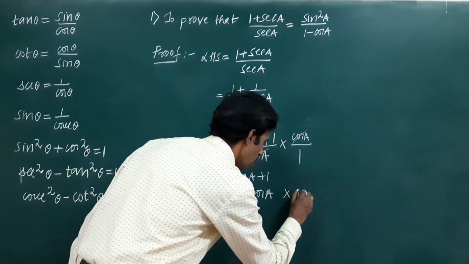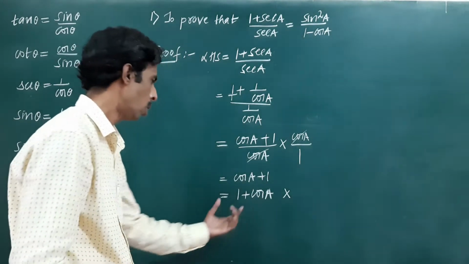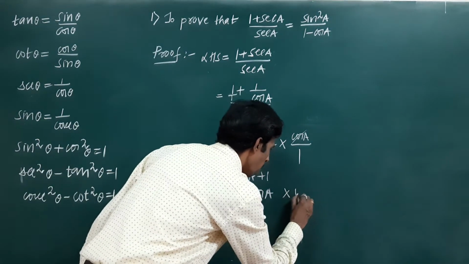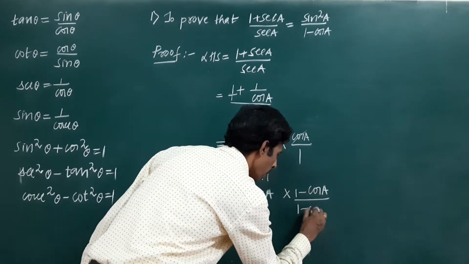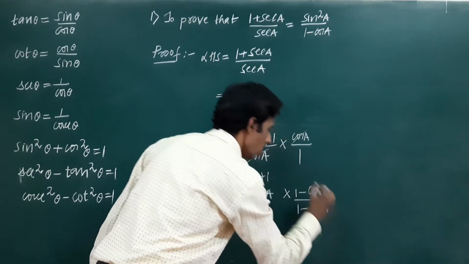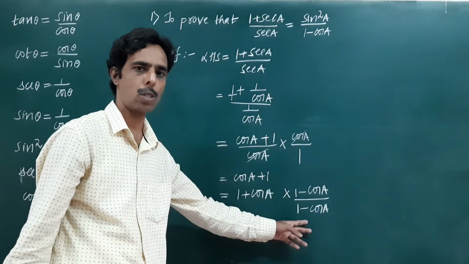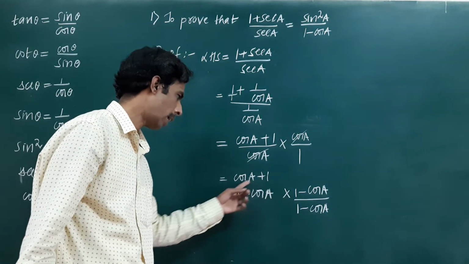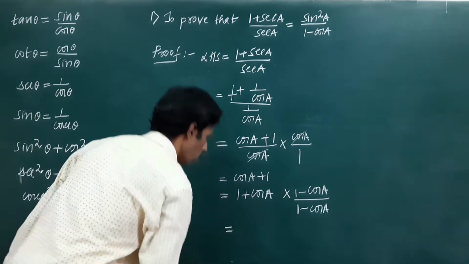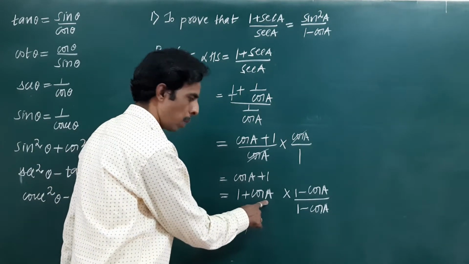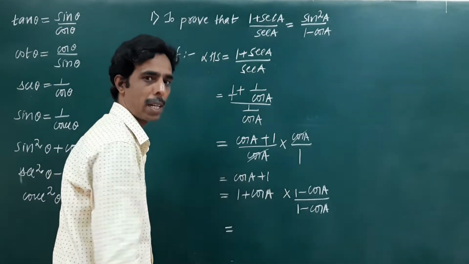When you are finding the rationalizer, writing the rationalizer for this respective full term, it will be 1 minus cos A, this whole divided by 1 minus cos A. This is called rationalization. Once you cancel 1 minus cos A divided by 1 minus cos A, you will get back your original term. Now, this is equal to A plus B into A minus B. It can be written as the A square minus B square formula.